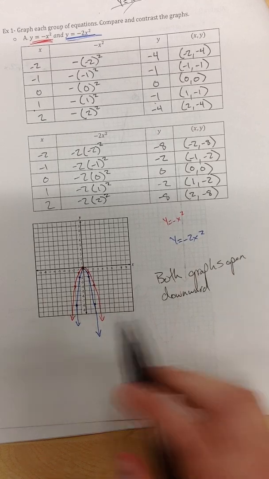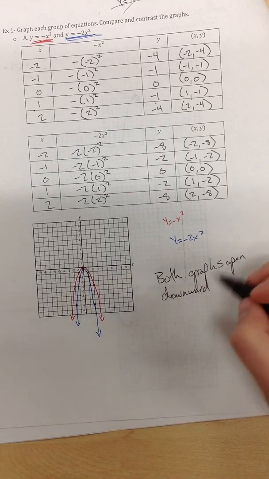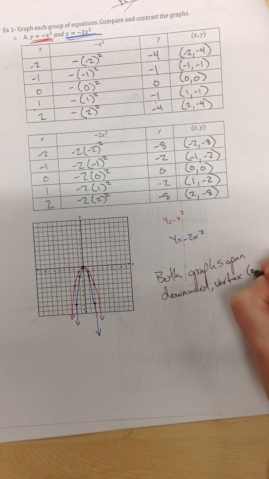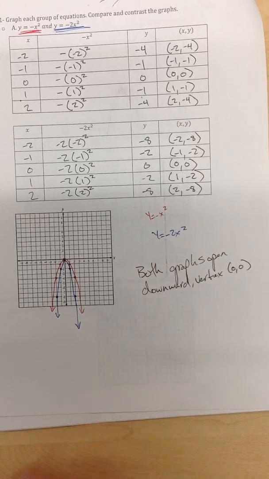Another thing that they have in common is they both have a vertex or a maximum point at 0, 0. So we could also say vertex 0, 0 for both of them. Okay, so that's what's the same about them, but there's also something that's different about them, right? Because if there was nothing different, they'd be exactly the same graph.